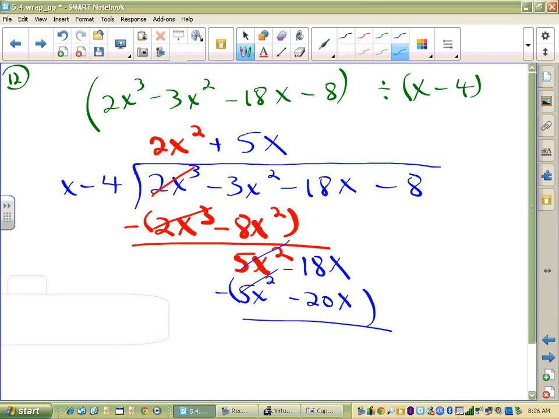The next difference isn't negative 28x. What's the next difference? It's 2x. Good, nice. So we get 2x. And one last time, we got to bring down that minus 8.